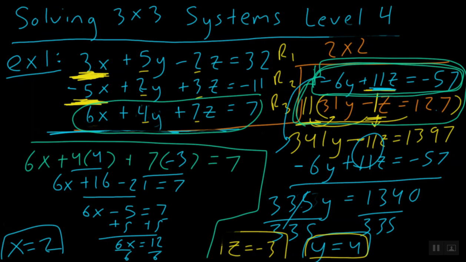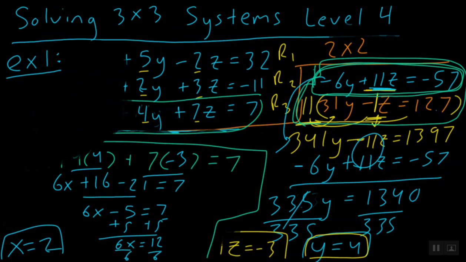And y'all, at this point, we can write our final solution. We're done, and let's go ahead and write that out. I'll just kind of make a little space there, and our final solution has to be x, which is 2, comma, y, which is 4, comma, and our z value is -3.